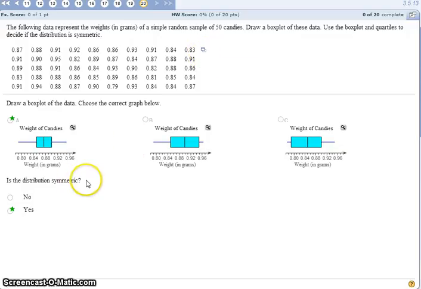And then is it symmetric or not? Well, since the 5-number summary comes out that it looks like this, yeah, that's symmetric. The box has a line right down the middle, and then both whiskers are pretty much the same length. So that's symmetric. Unlike this one, we'd say is skewed left, and this one we'd say is skewed to the right.